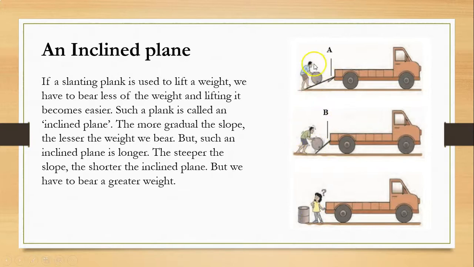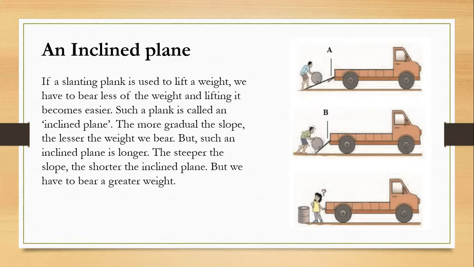So what made the effort less for these two people? The plank. It was easier to roll the drum on the plank. Such a plank is called an inclined plane. What is it called? Inclined plane. And this inclined plane, my dear students, is a simple machine. The first simple machine we are going to discuss is the inclined plane.